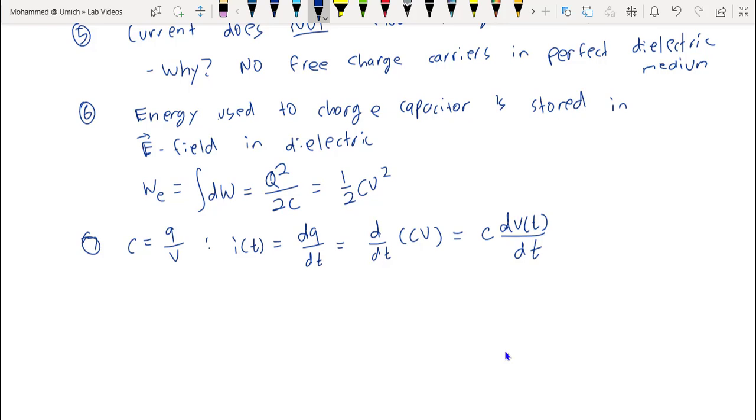So this concludes our introduction to the RC circuit, and in the next video we're going to derive the step response of the RC circuit.